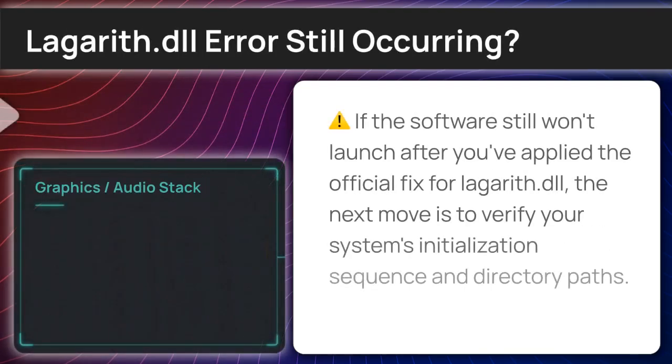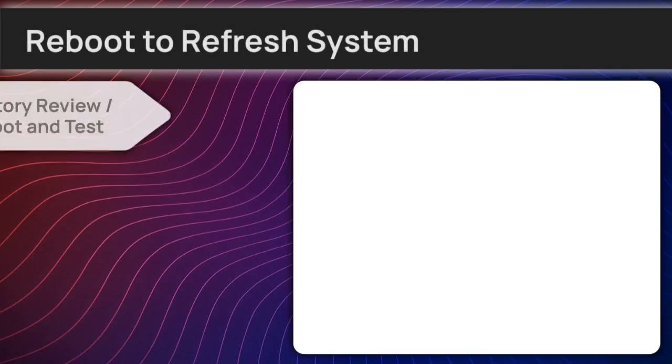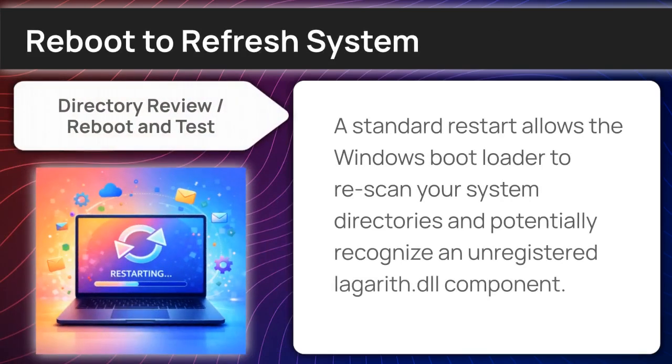If the error persists despite the new library files, we must verify if a simple synchronization conflict is preventing the file from loading. Performing a restart can determine if the error is just a transient environment glitch. A reboot refreshes your system's path variables and can sometimes re-establish a broken link to the Lagarith library file.